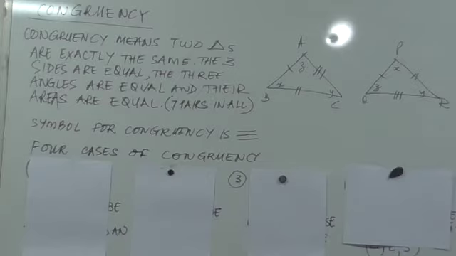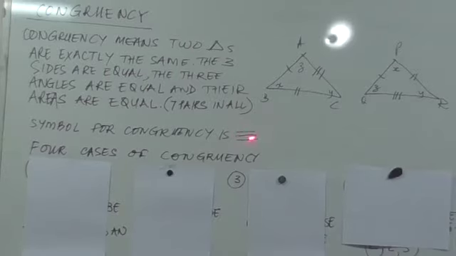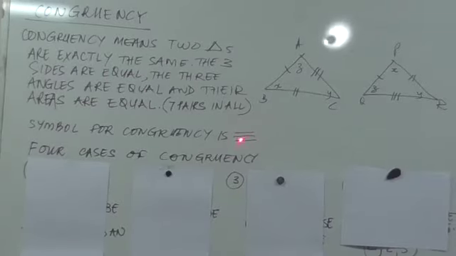So that's the meaning of congruency. It means they are exactly the same, and therefore 7 pairs of parts will be equal when we compare two triangles. Now what is the symbol for congruency? The symbol for congruency is an equal sign with one extra line, so you've got 3 lines here. That's the symbol for congruency.